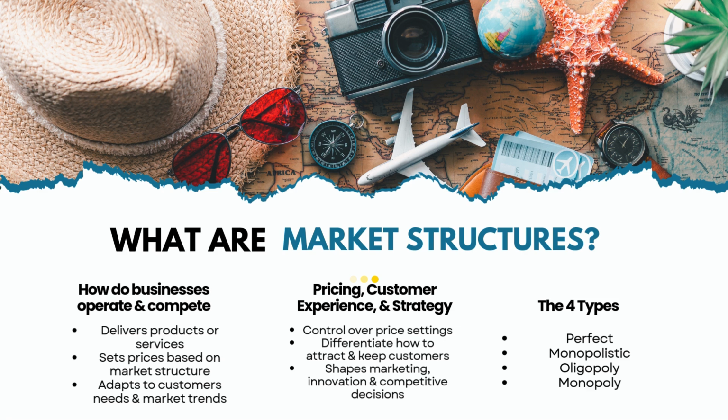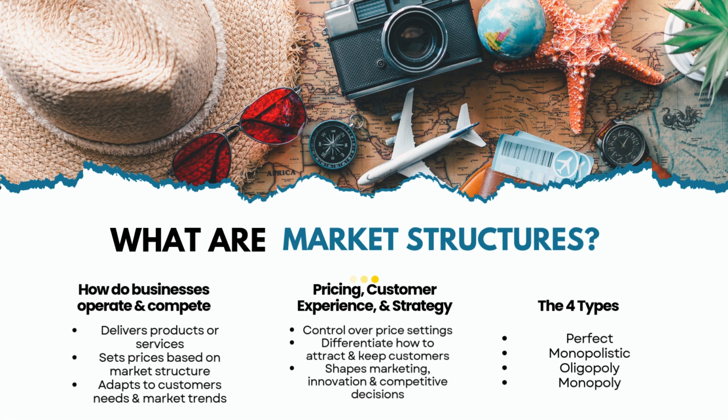Right now, we're going to talk about how businesses operate and compete. A business operates by delivering either products or offering a service. They set prices based on market structure, and they adapt their business to customers' needs and to market trends. Pricing, customer experience, and strategy. What does that entail? Control over price settings differentiates how to attract and keep customers. You also want to shape your market so it is innovative and makes competitive decisions.